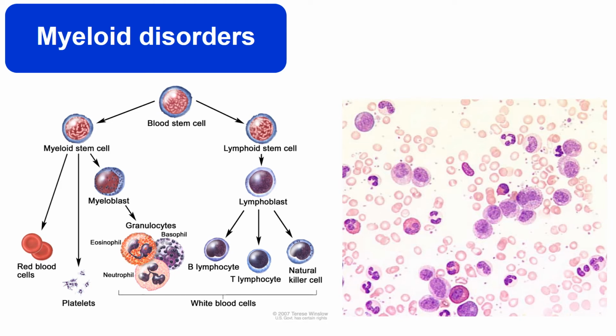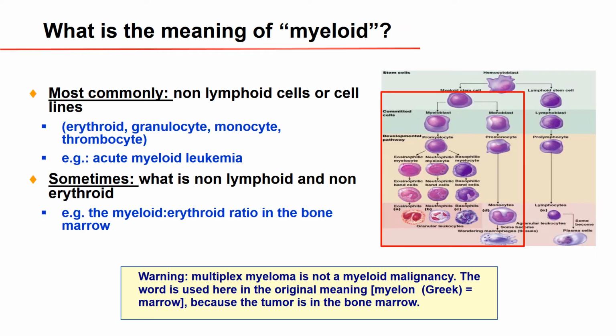Okay, so myeloid disorders. Myeloid disorders will include relatively everything that originated from the myeloid stem cells. Now, when we talk about myeloid diseases, usually, as I mentioned before, we mean that the non-lymphoid cell line is affected. This is going to affect the erythroid, granulocyte, monocyte, and thrombocyte lineages.